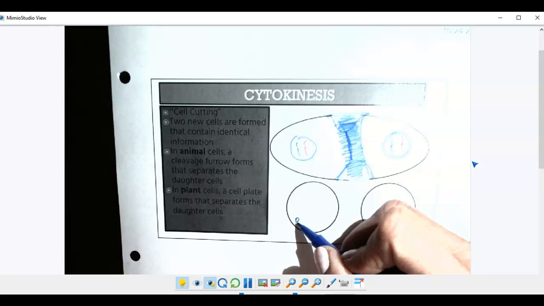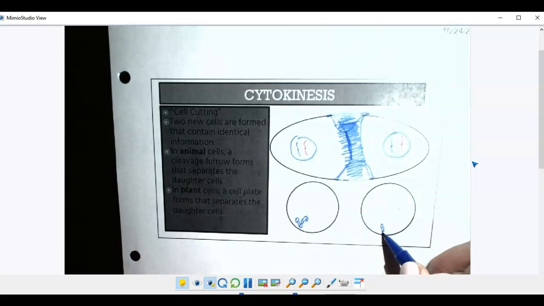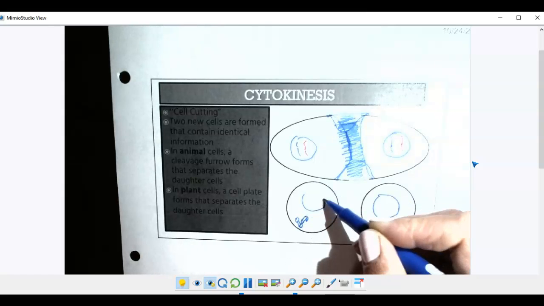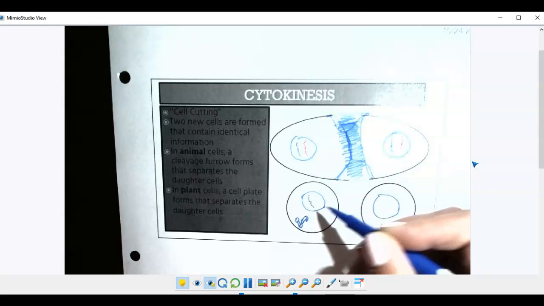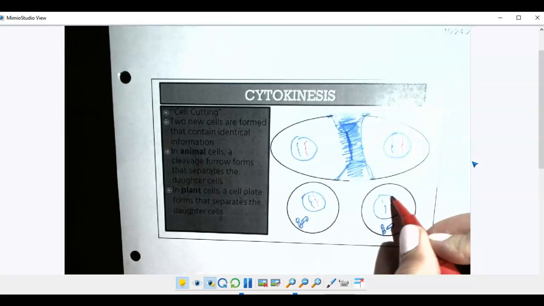So like our centrioles in an animal cell are going to move back to kind of the middle of the cell. You have a fully formed nucleus. You have your chromosomes that are very thin and not condensed any longer.